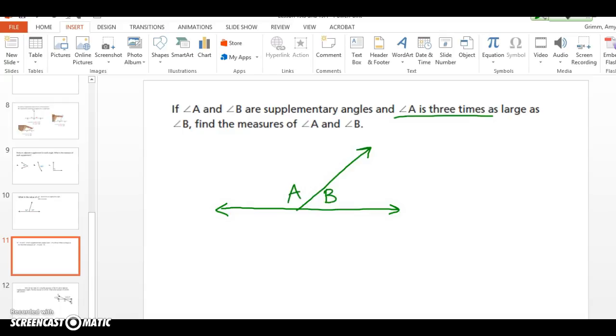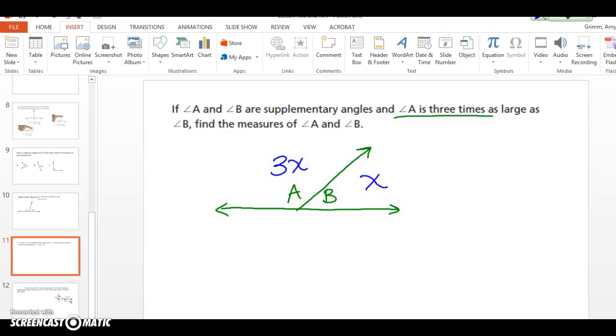And we have B. Okay? We're going to use algebra to do this. So what am I going to label angle A? 3x. Good. Okay, because it says it's 3 times bigger. So the question is, what do we put in for B? X. Because this one's 3 times bigger than this one.